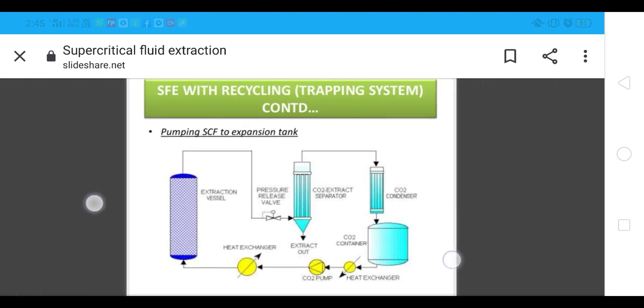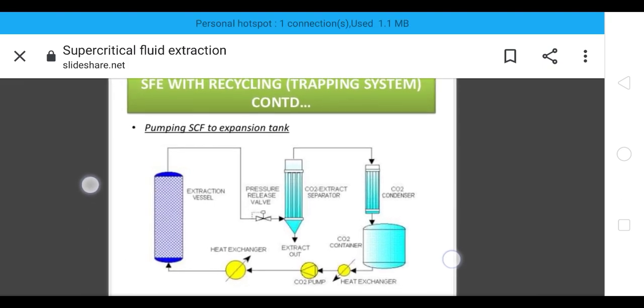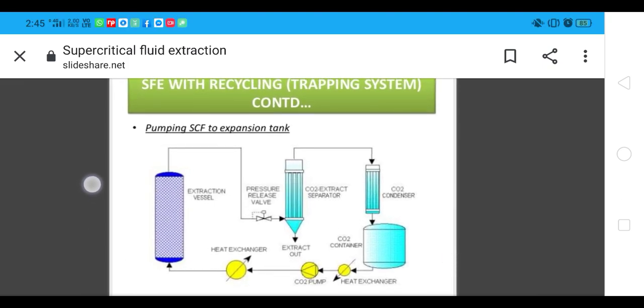When you pump the supercritical fluid to the expansion tank, you have the extraction vessel and pressure valves, and here the CO2 extract separator, where the extract comes out, and the CO2 is separated from the top and condensed. It is then recycled again.